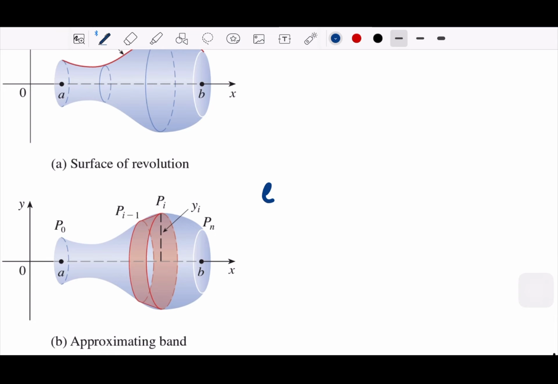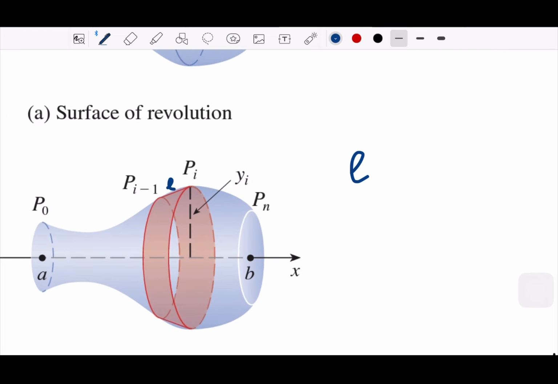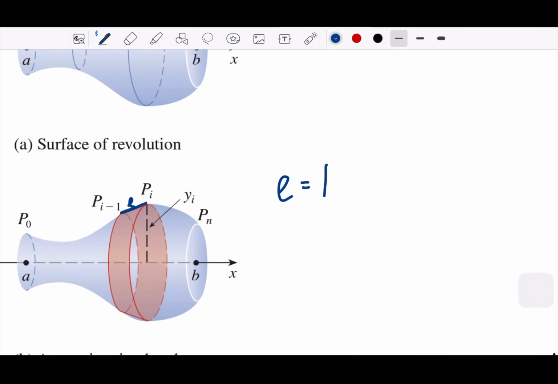Now, let's say we are going to see the L. So L, this one here, is the distance between these two points, x sub i minus 1 and x sub i. And then, based on what we did before, we could take the average radius.